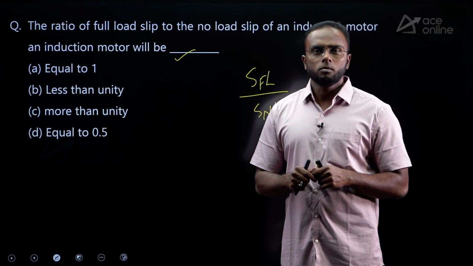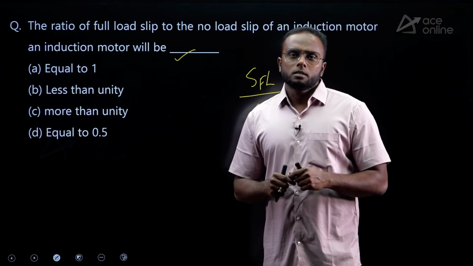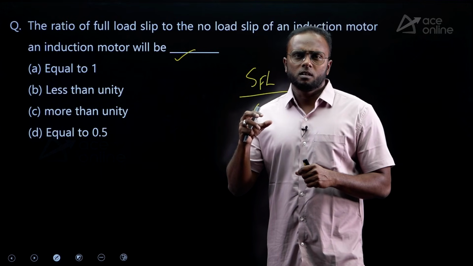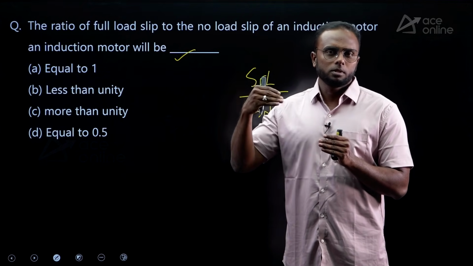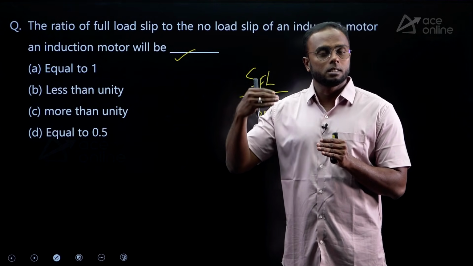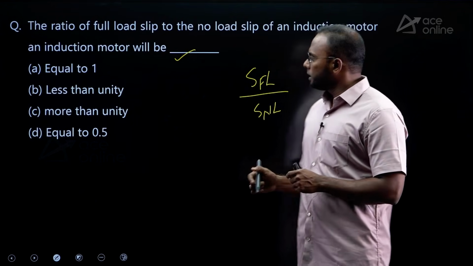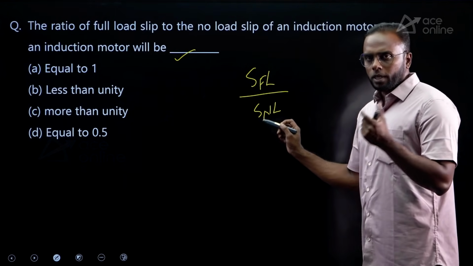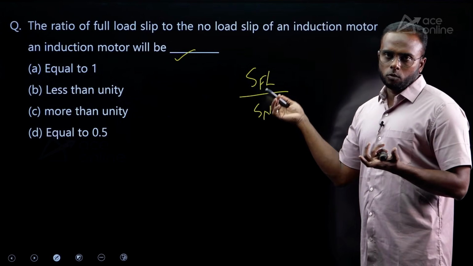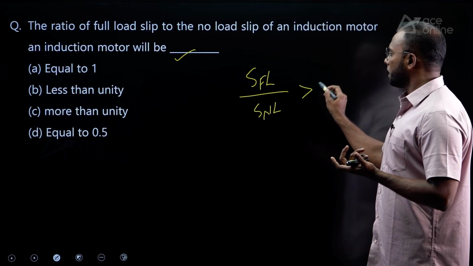Increases. So no load slip is very less and full load slip keeps on increasing. Means when load increases, slip increases. So full load slip is more than no load slip always. That's why what is the denominator value? Very low, and full load value a little bit more than this. Definitely the ratio will be greater than 1.